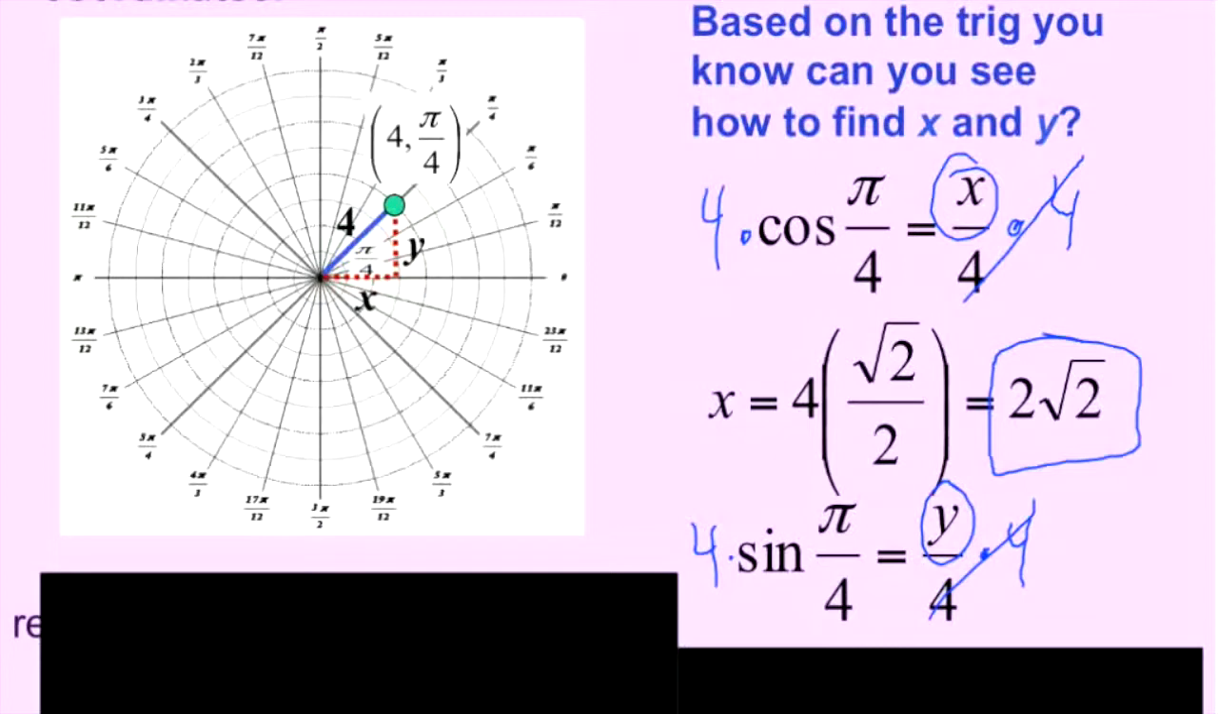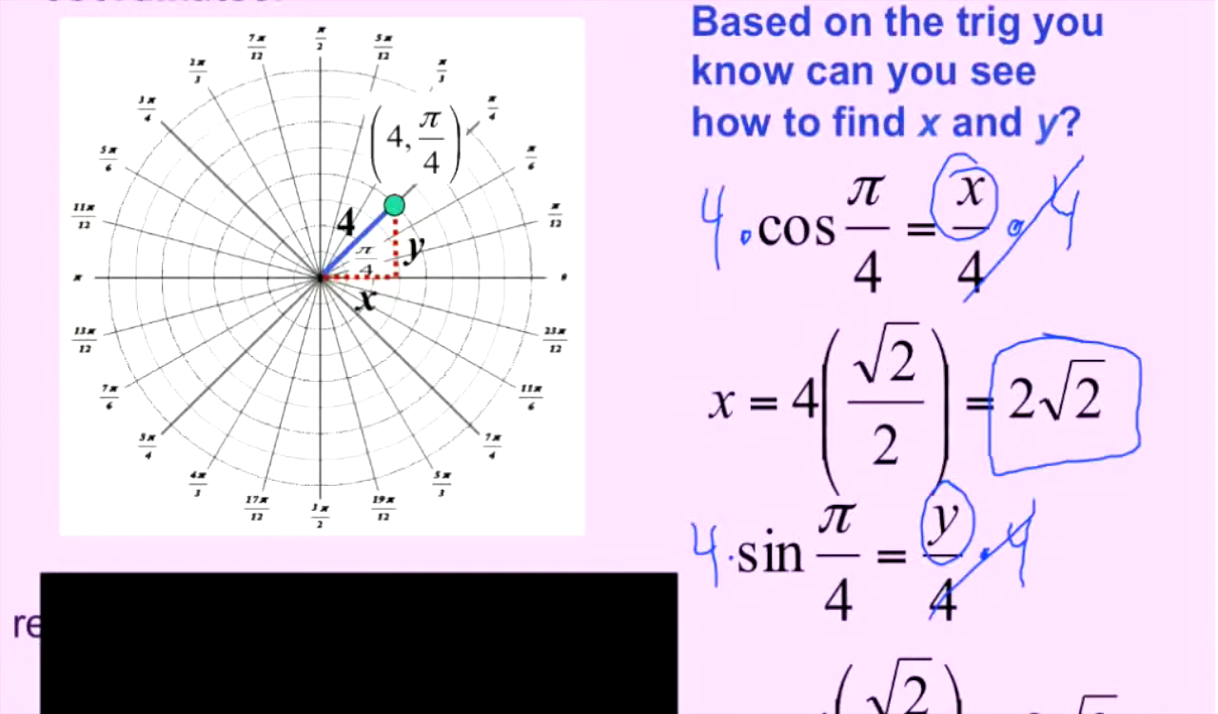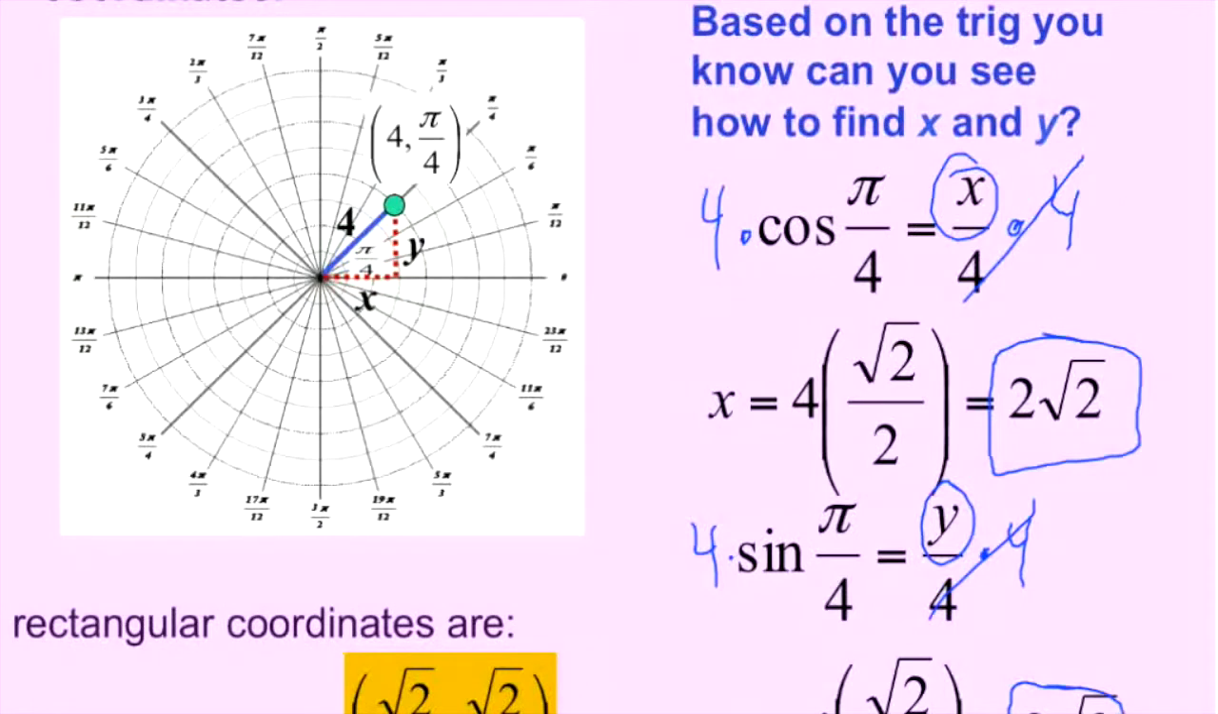Looking at my unit circle, sine of pi over 4 is also root 2 over 2. So 4 times root 2 over 2 equals 2 root 2. So my x and my y happen to be the same in this case. So I got 2 root 2, comma 2 root 2. Those are my rectangular coordinates, my x, comma y. Any questions before we do a generalization of these formulas?